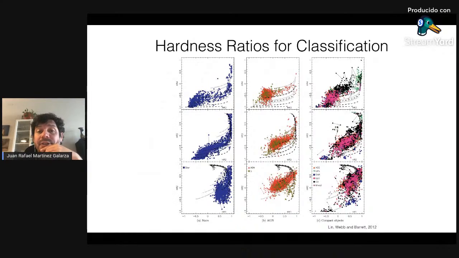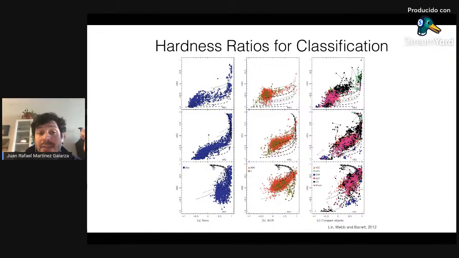Why is it that hardness ratios are important? Well, as I said, the hardness ratios are basically a measurement of the shape of the spectrum. So you have an X-ray spectrum that has a particular shape, and that shape can be the result of the X-ray source having extremely hard photons, a lot of hard photons and very few soft photons, or the other way around. You can have a lot of soft X-ray photons and a small amount of hard X-ray photons. And the ratio between these will give you the hardness ratio.